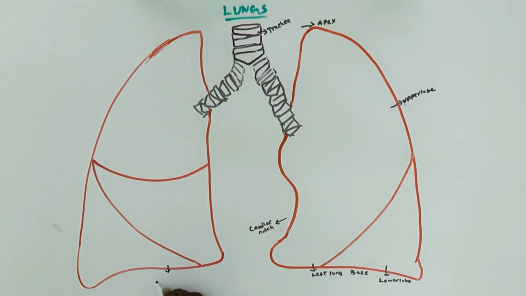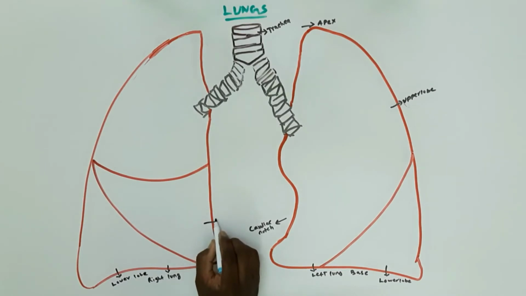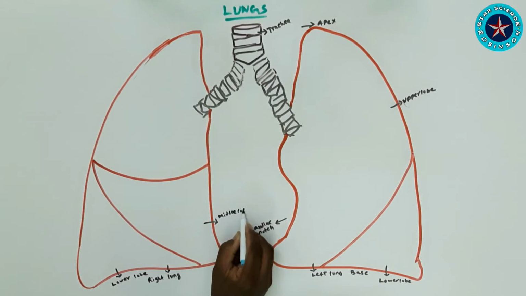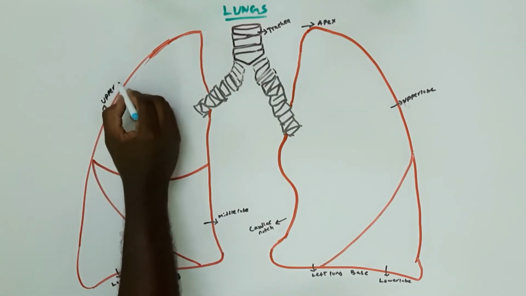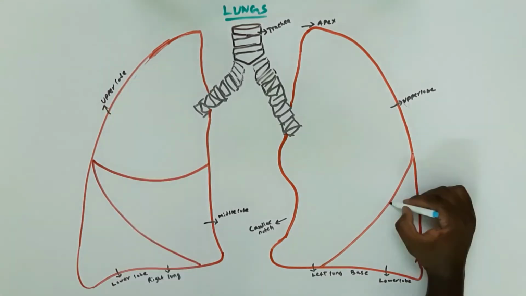Now we have seen about the left lung. Now we are going to see about the right lung. So this is lower lobe of the right lung. In right lung we can see three lobes, and now I'm showing you in our diagram, this is middle lobe of our right lung, and we are seeing about the upper lobe of the right lung.